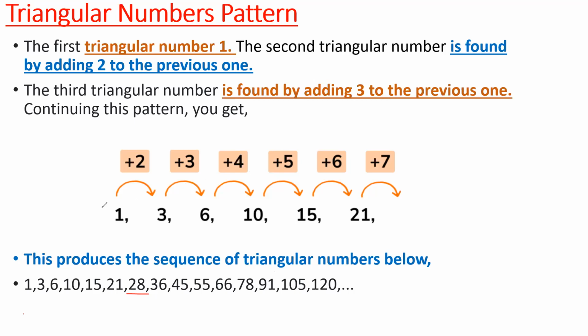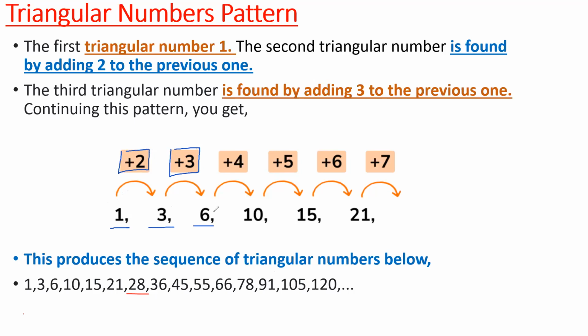Let me explain to you how we got our answers. So we start at 1, and then we add 2. So 1 is the first triangular number, right? We add 2 to 1, we get what? 3. And when we add 3 to 3, we get what?